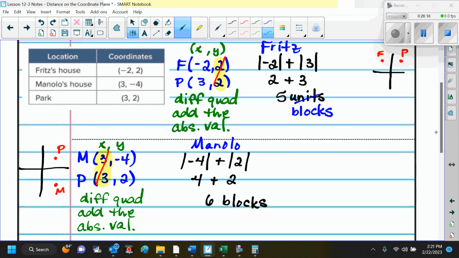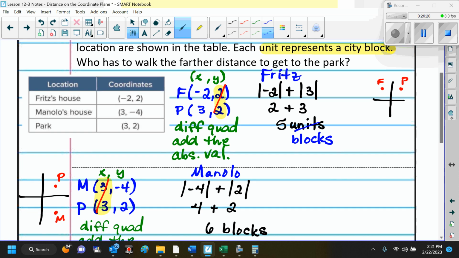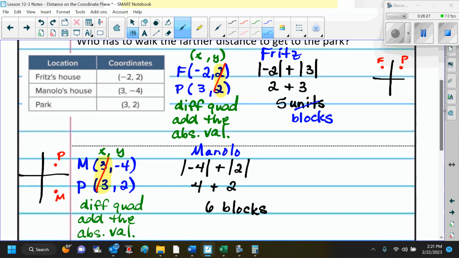So now, you guys, we have to answer our question. The question was, who has to walk farther distance to get to the park? And of course, between 5 blocks and 6 blocks, who has a farther walk? Manolo, right. So Manolo has to walk farther. Make sure you always answer your final question, okay?